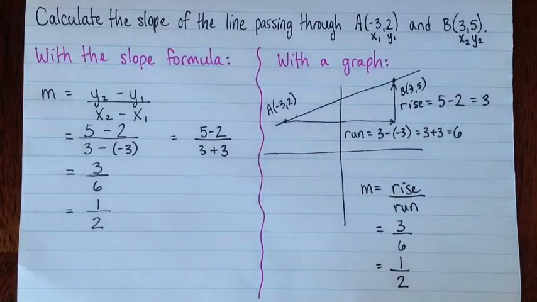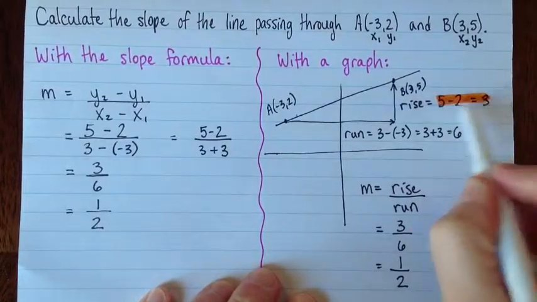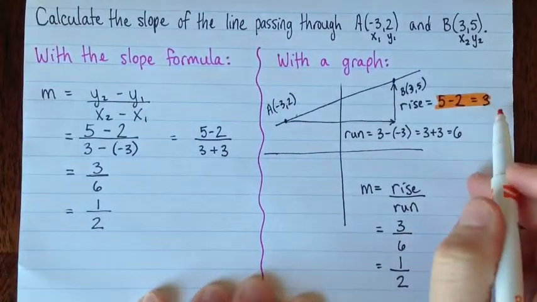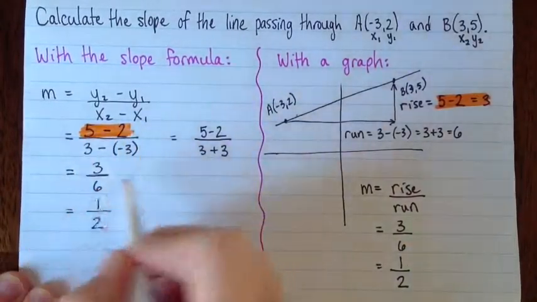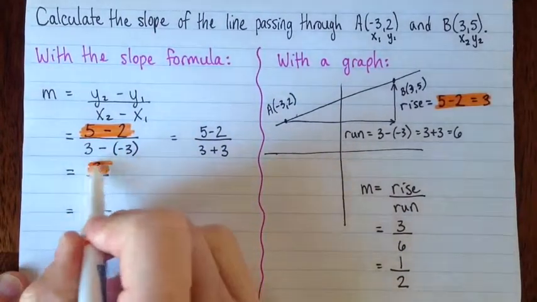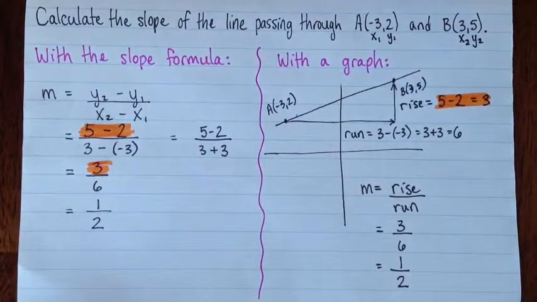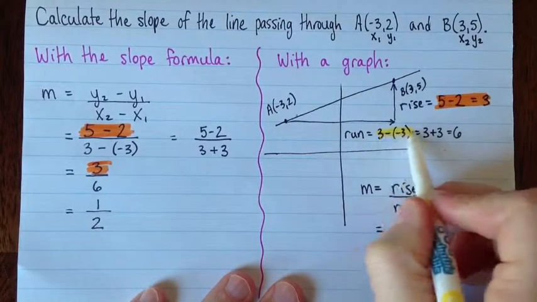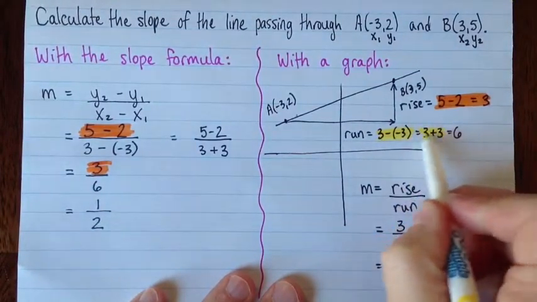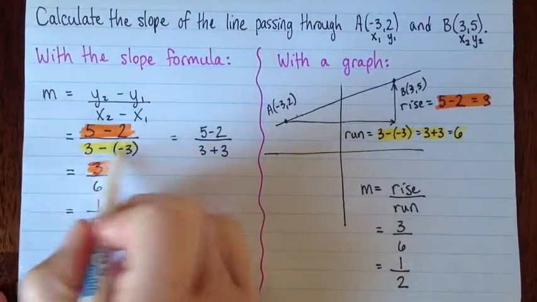So just to underline this a little bit, see the rise over here, the 5 minus 2 equals 3, that is exactly the same as this. So we're doing the difference of the y's, and we come out with 3. And the run is exactly the same as this.